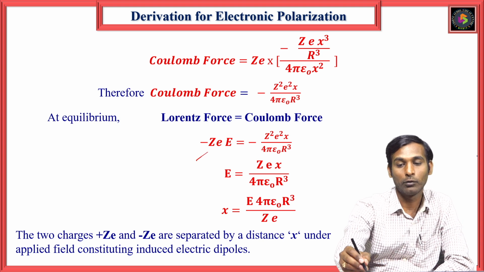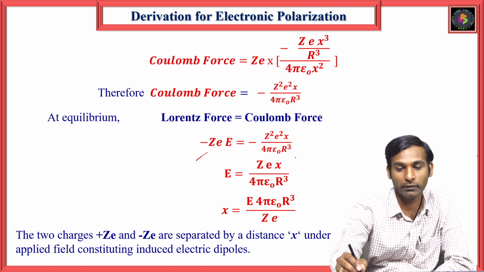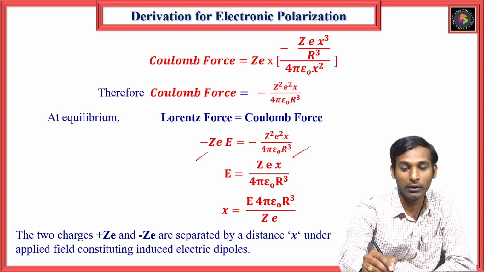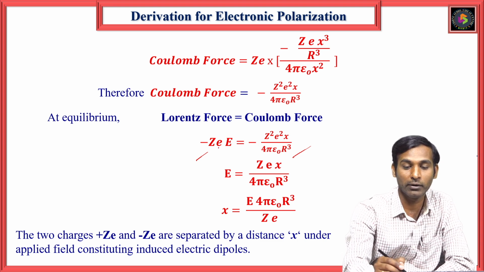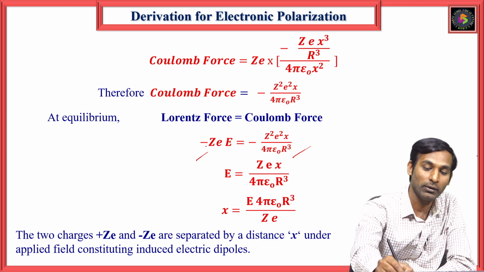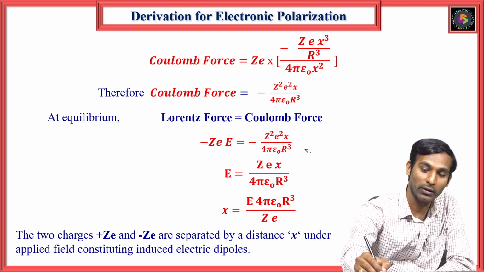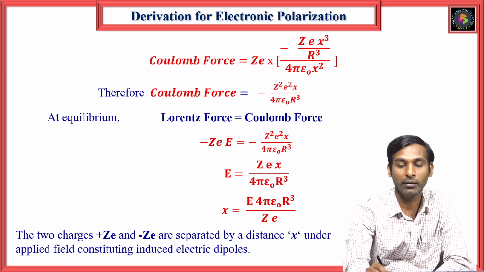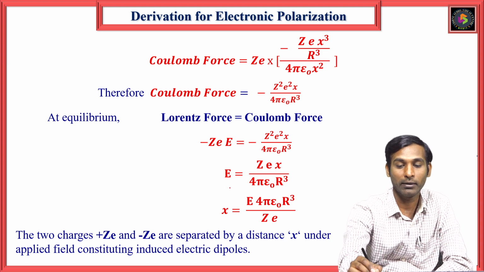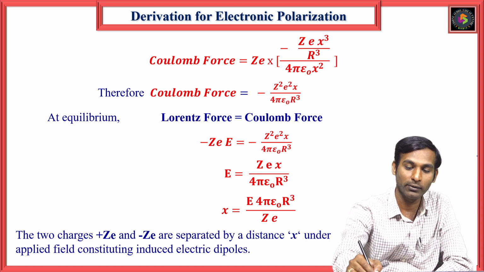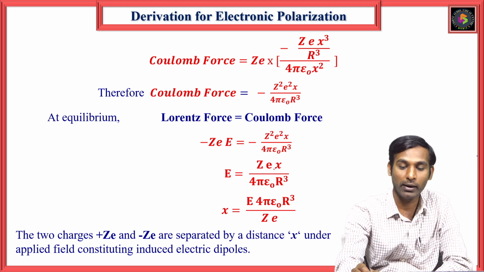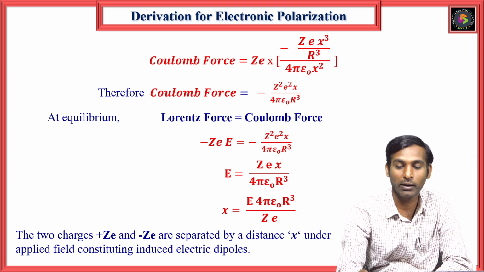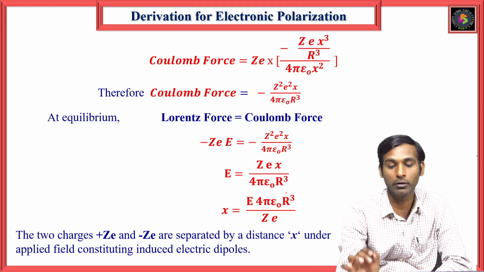You can see here, Coulomb force is defined by the equation in this way. Negative, negative. In the Lorentz force also, we previously defined the negative symbol. That is about the opposite direction. Now you can see here, negative, negative get cancelled. We can write the electric field intensity E is equal to, you can see here, square, square get cancelled. You will get ZE divided by 4 pi epsilon naught into capital R cube.